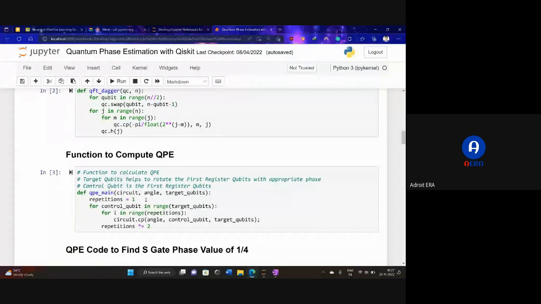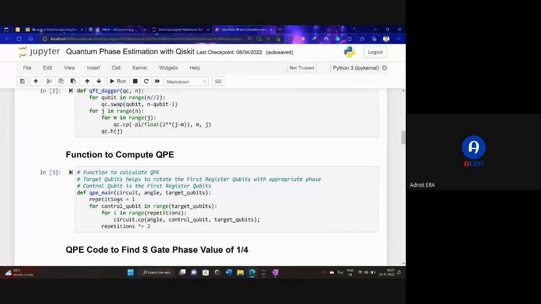So for example, if you take the S gate, what is the angle? e to the power i pi by 2, right? That is the angle of the S gate. So therefore that angle it will take. So what is the angle? The angle is what is attached with i, the complex symbol i. Whatever value is attached with that is the angle.